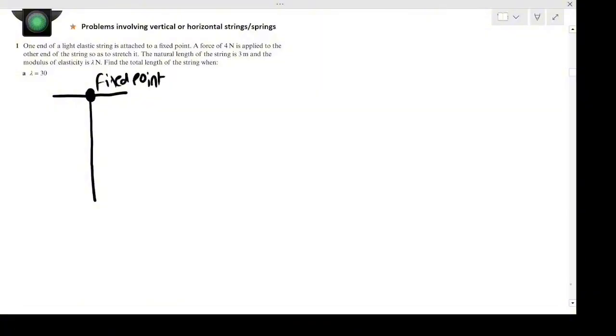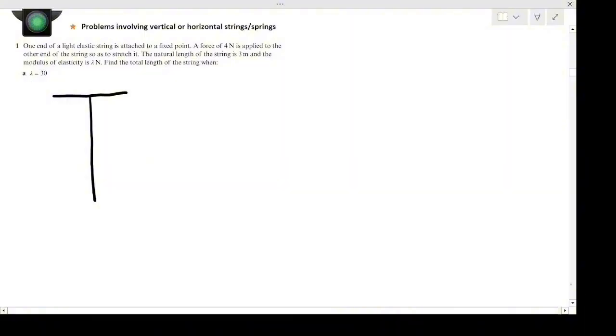So that's all that means, okay? So the string is attached to something like that at one end. Now at the other end, at the bottom of the string here, we're told a force of 4 newtons is applied to the other end of the string.